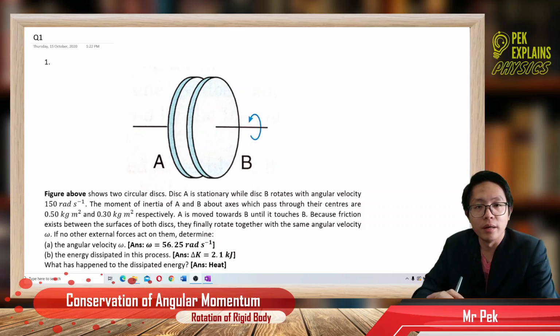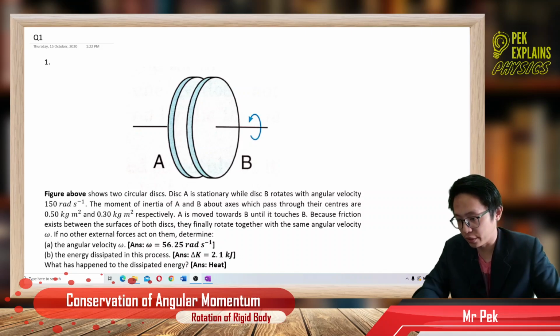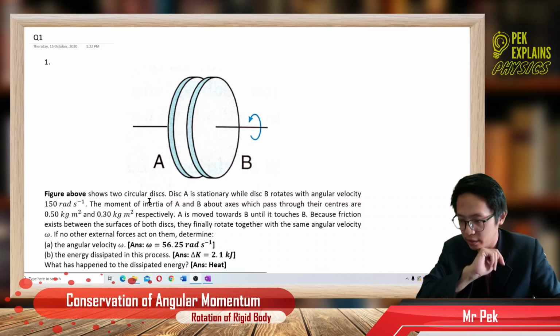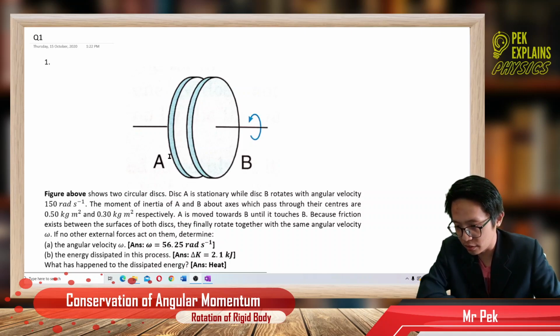Okay, so now we have reached the fourth subtopic called the conservation of angular momentum. Okay, let us discuss this question. Figure above shows two circular discs. A is stationary, while B rotates with angular velocity 150 radian per second. Initially A is not moving, but B is rotating.